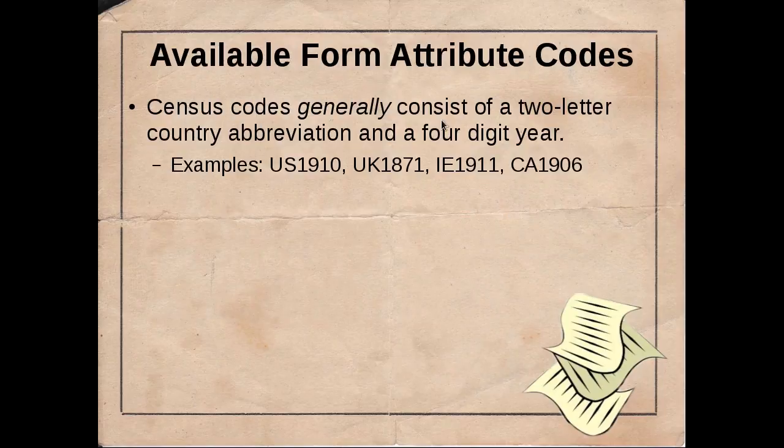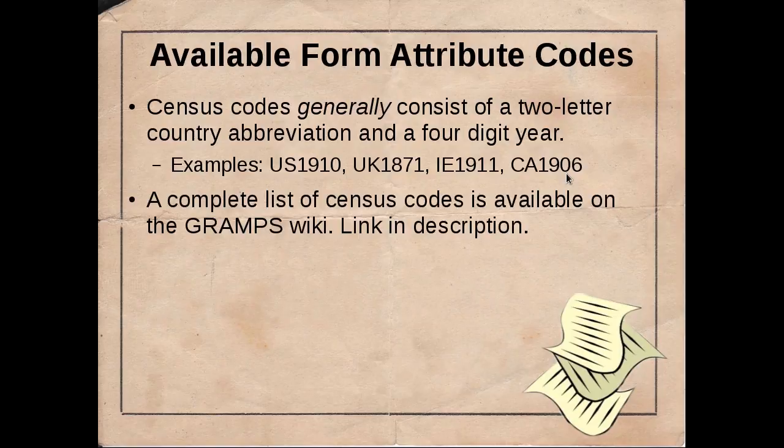The census codes generally consist of a 2-letter country abbreviation and a 4-digit year. So in the example we just saw, I used US 1910, but if you're using other censuses from other countries, the code will vary. UK 1871, IE is for Ireland, 1911, CA is for Canada. There are a few other countries available. A complete list of the codes is available on the GRAMPS wiki.